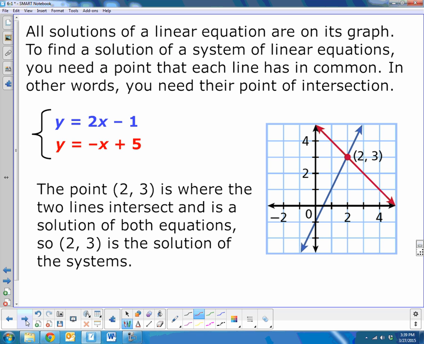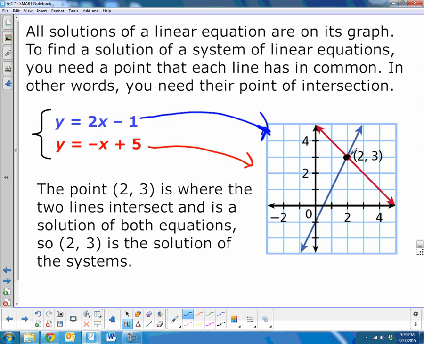And so we can find the solution to the system of linear equations by graphing both of those equations. And you'll see that right here. The blue line is graphed and the red line is graphed. And the solution means that that point, x, y, works for both lines. It works for both equations. And there's only one point in these linear graphs that is on both lines.